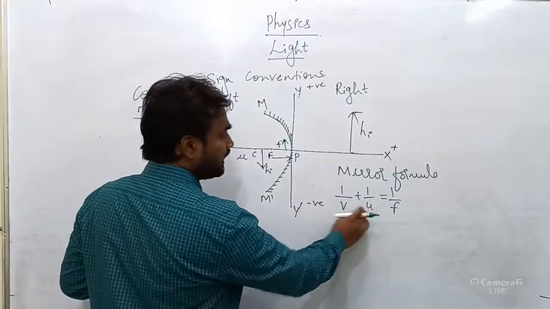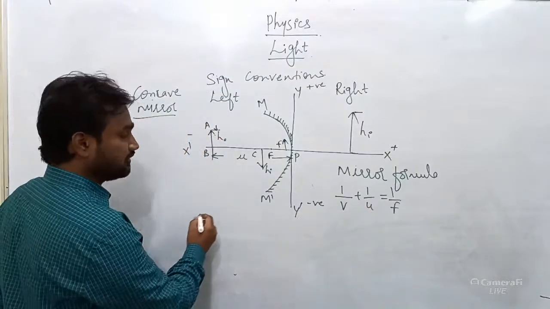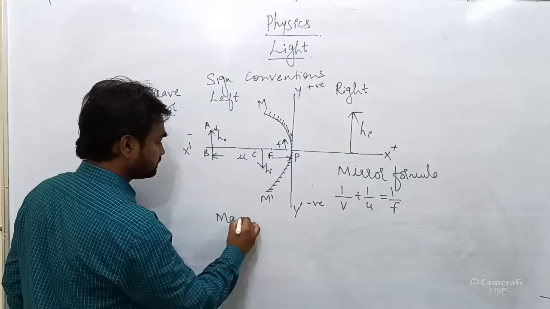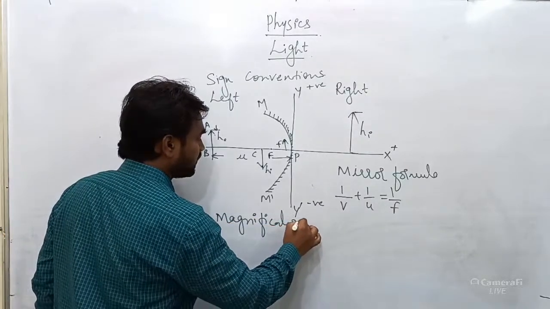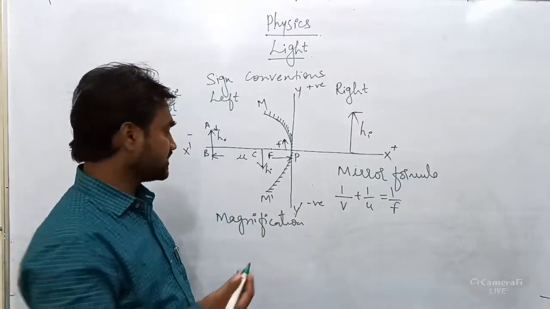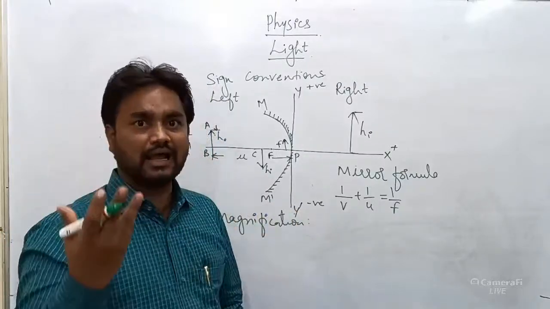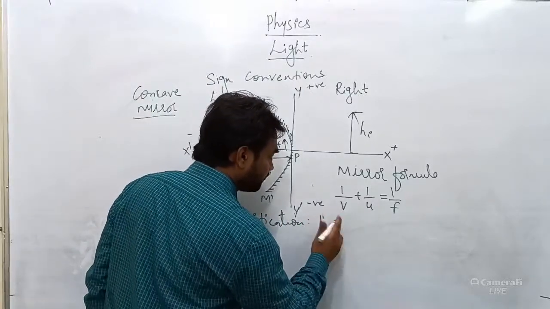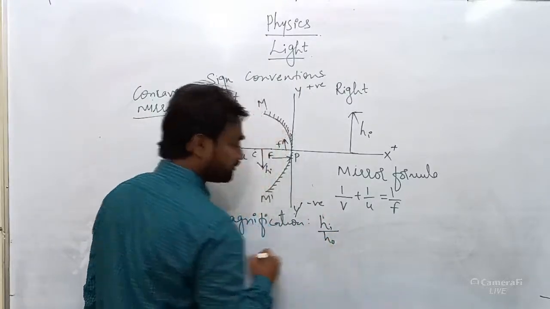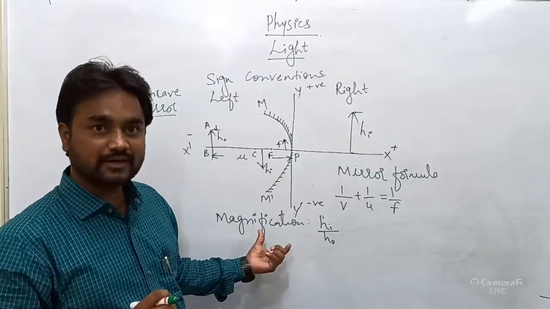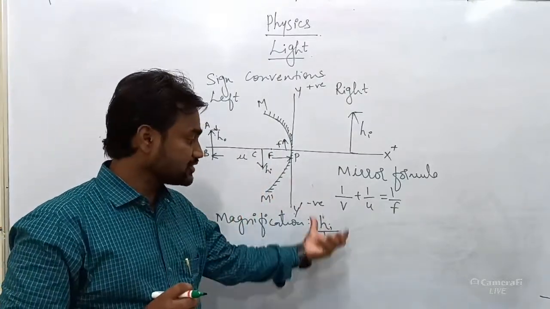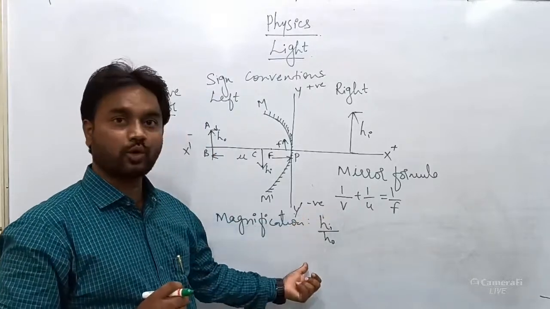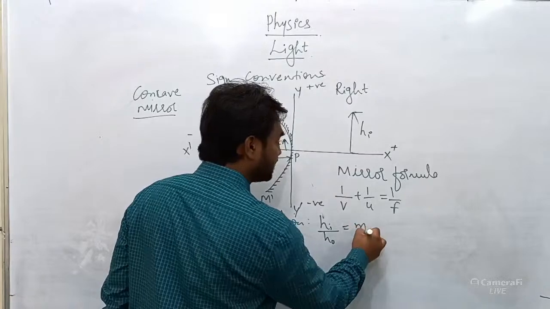Next we have the magnification. What is magnification? Magnification is nothing but the enlargement of the object. It is the ratio of the height of the image to the height of the object. That ratio, whatever we get, we call it magnification.